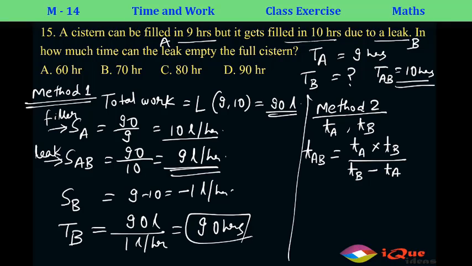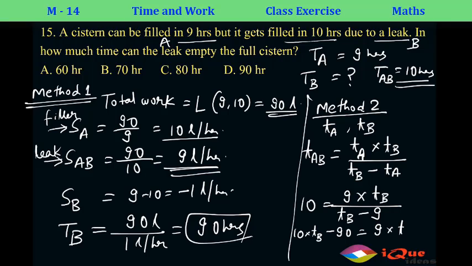So whenever one person is doing positive work and one person is doing negative work, you can directly apply this for the time together. Here the time together is given as 10, the time of A is 9, and the time of B we have to calculate, so TB minus 9. If you cross multiply, you get 10 into TB minus 10 into 9, which is 90, equal to 9 into TB. So from here you can get the time of B equal to 90 hours. This was one very beautiful way of doing this question. Yet again we have one more method.